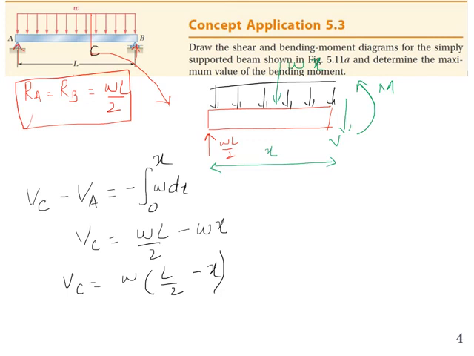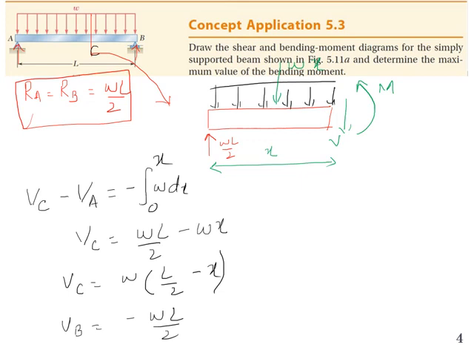Now if I want to find VB, I simply put X equal to L, so VB will be simply minus WL by 2. So if I replace X with L, this will be the value of shear force at B.